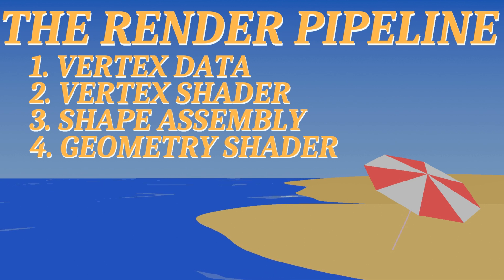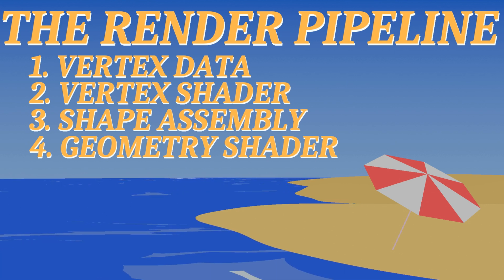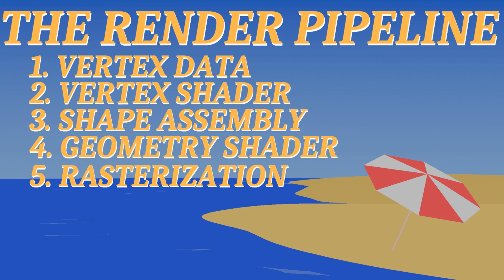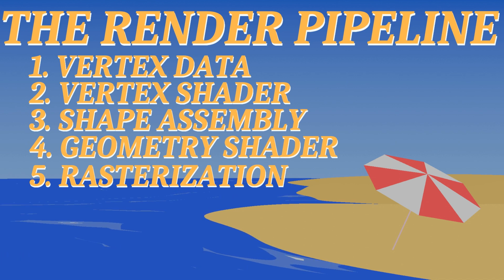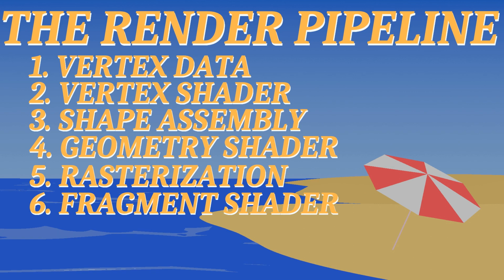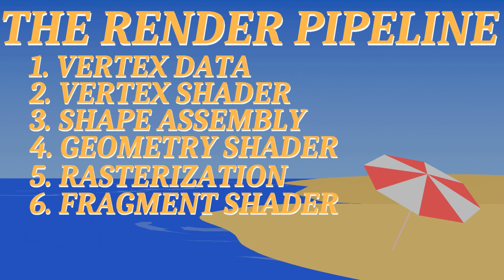This step can be skipped, but if you're using tessellation to add detail to your models or are generating completely new geometry, the geometry shader makes it happen. Next, the shape or shapes created by the geometry shader are converted to pixel positions via rasterization. Then the fragment shader determines the color and transparency of all the rasterized pixels.